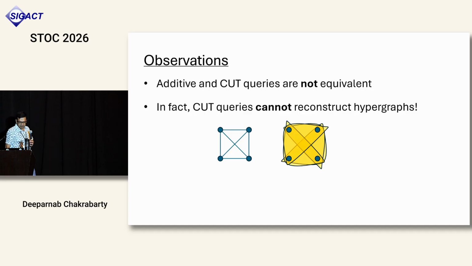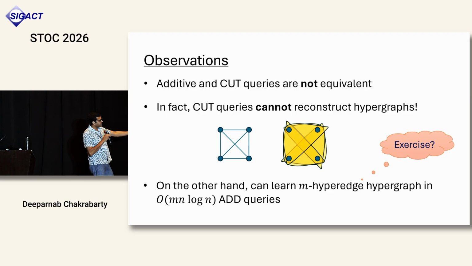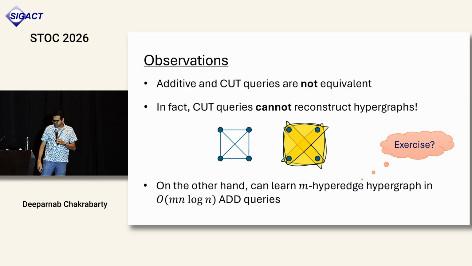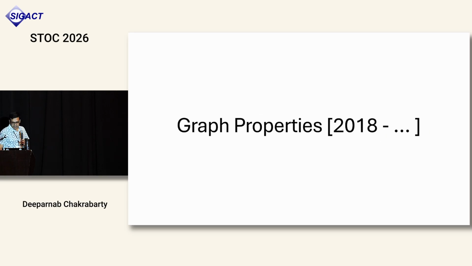So you cannot reconstruct the hypergraph using just cut queries. On the other hand, you can reconstruct the whole hypergraph, an m-edge hypergraph, in m n log n additive queries. And this is, well, I say exercise, but this is actually a paper of Nguyen and Chen. This is a nice algorithm. So additive queries and cut queries are vastly different in hypergraphs.